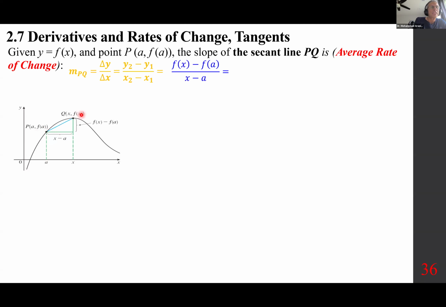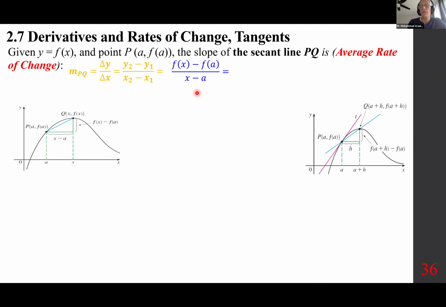What we see here is that the change in y is f of x minus f of a. The change in x is x minus a, in other words, rise over run. The point being, this is one way to write it, this is another way, this is another.